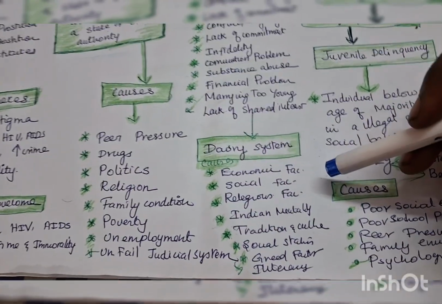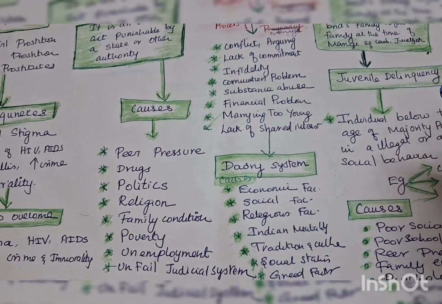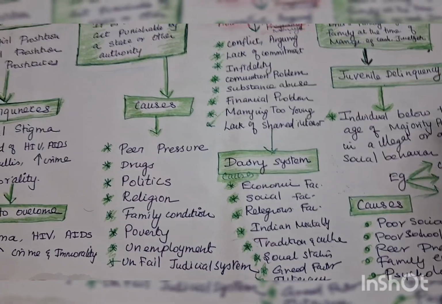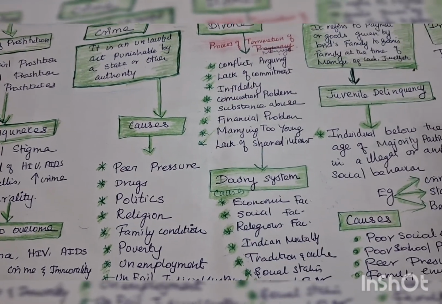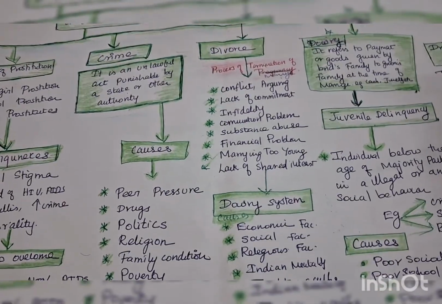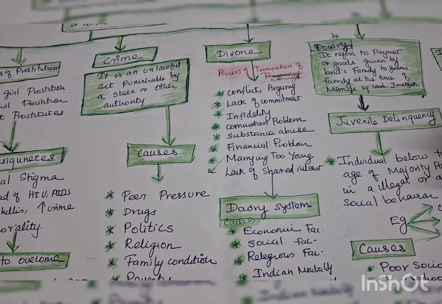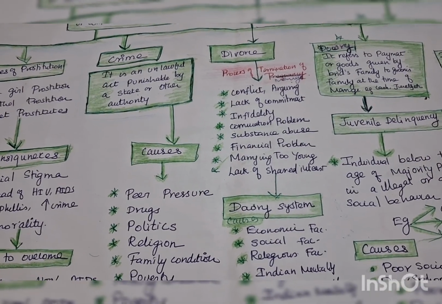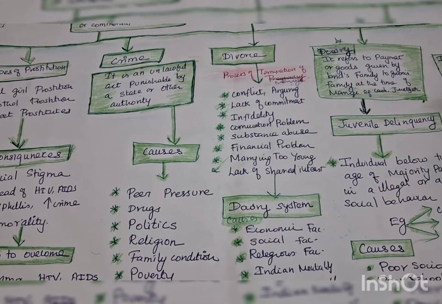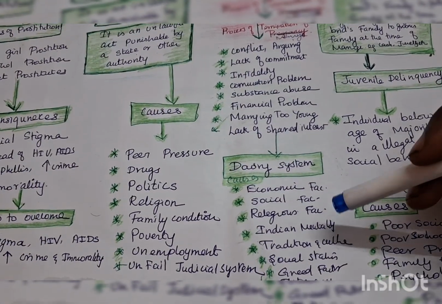Main causes of the dowry system. Dowry system is a social evil. Discuss. The question will come. Dowry system is a social evil. Discuss. So you write, it's one introduction. In India it is one of the highest problems. So many deaths or other things happen due to this dowry. You have to write like this. Then you write the definition of dowry. Then you write the causes.